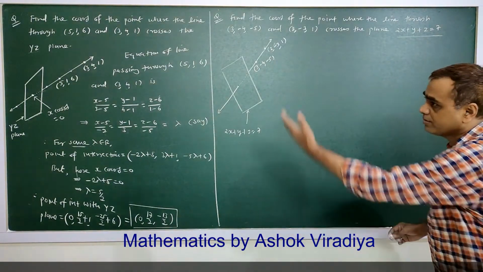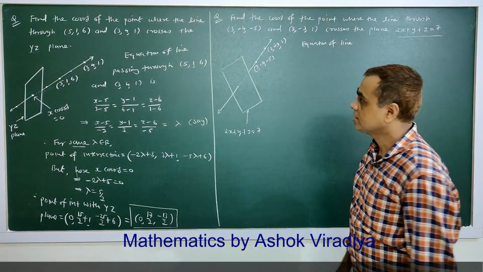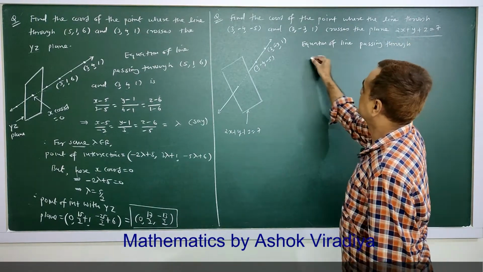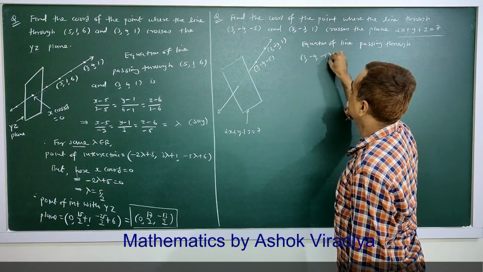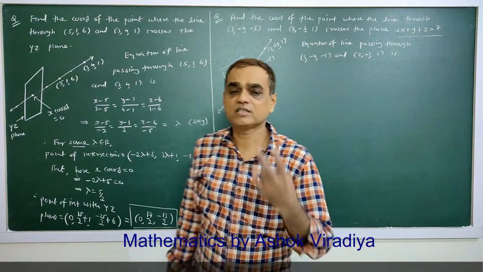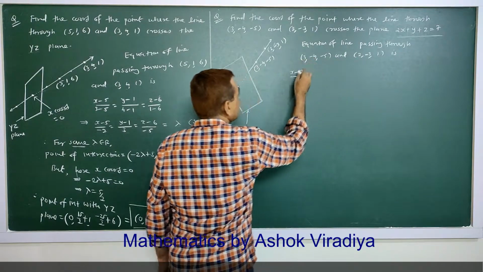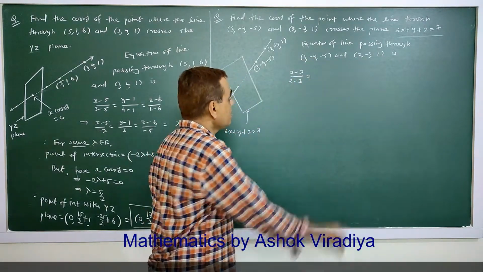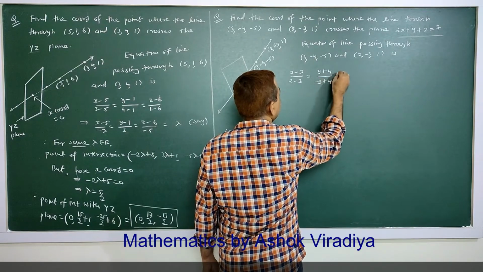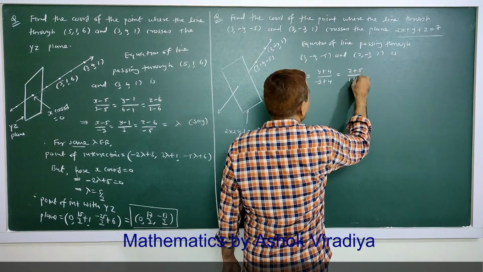So to find the point of intersection, a similar beginning. First of all, the equation of the line passing through the 2 points 3, minus 4, minus 5 and 2, minus 3, 1 is, using the two-point result, (x minus x1) upon (x2 minus x1) equal to (y minus y1) upon (y2 minus y1) equal to (z minus z1) upon (z2 minus z1).